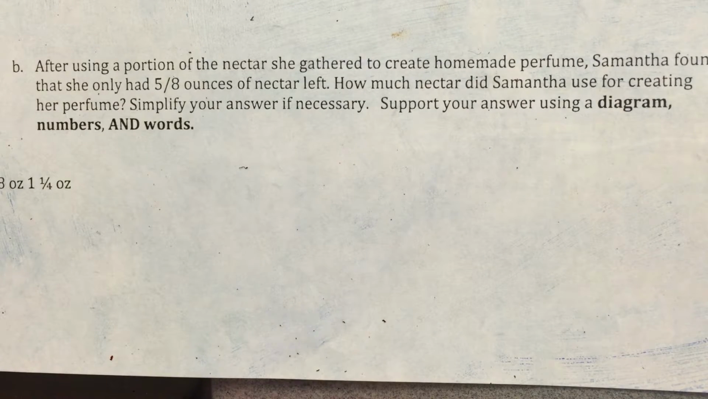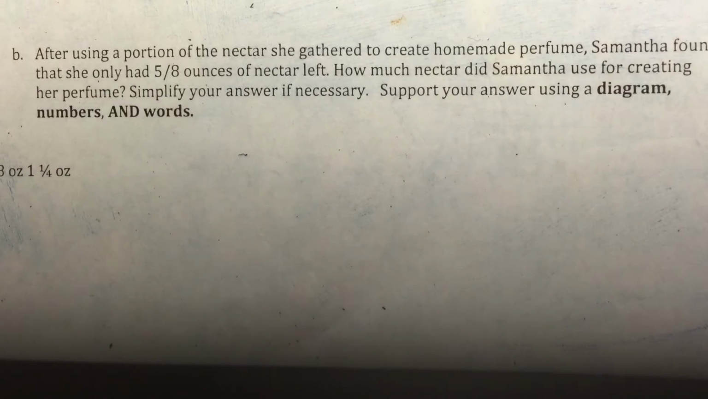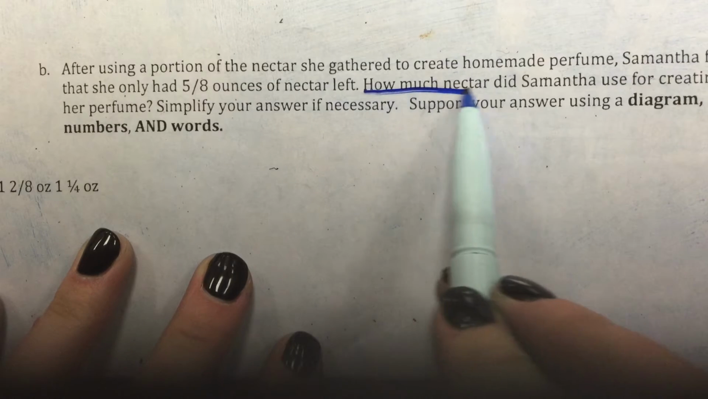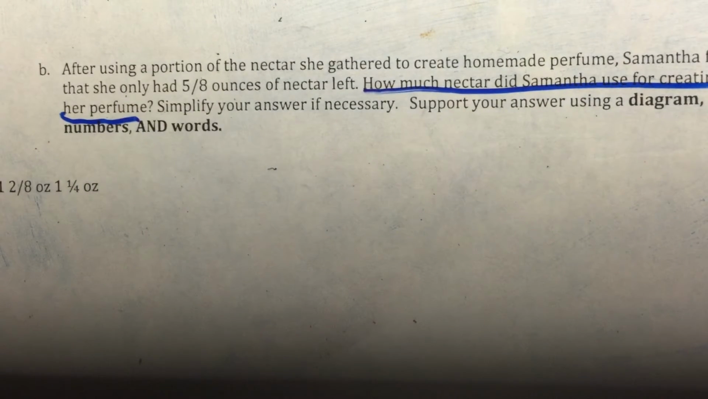But this is part B from number 1. After using a portion of the nectar she gathered to create homemade perfume, Samantha found she only had 5/8 ounces of nectar left. How much nectar did Samantha use for creating her perfume? So that's our question. We're going to simplify our answer if necessary.